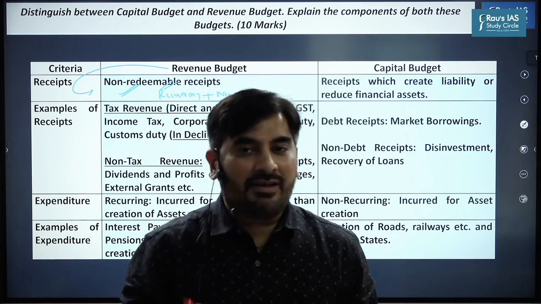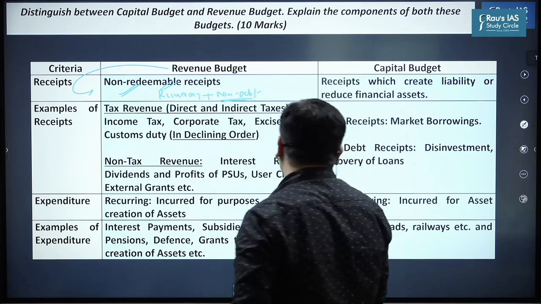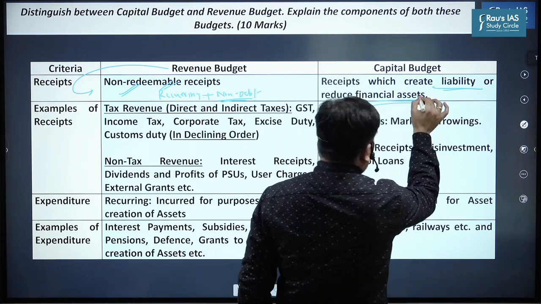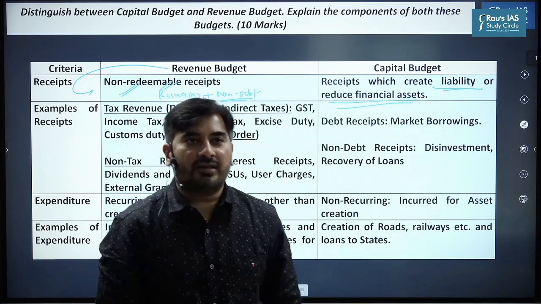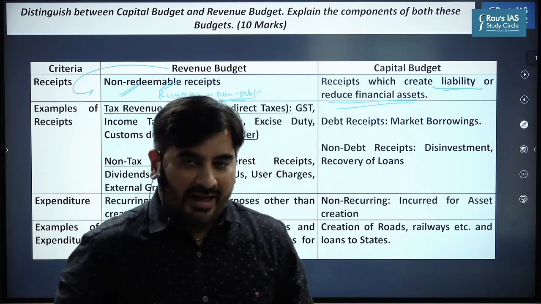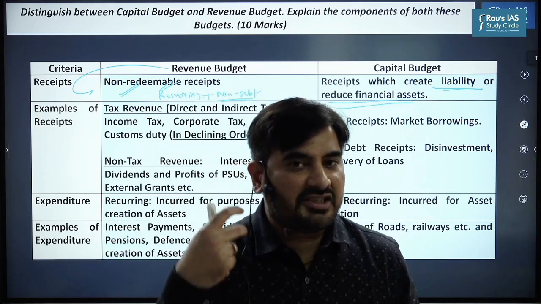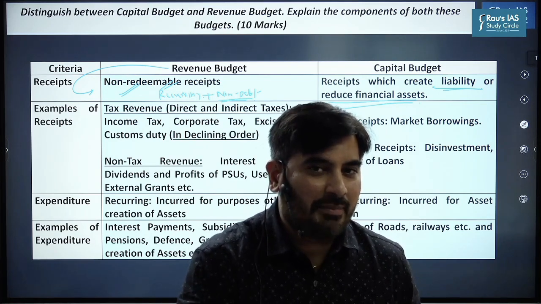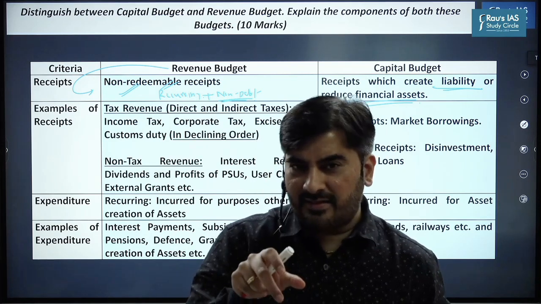As far as capital receipts are concerned, capital receipts are those receipts which create a liability or reduce the financial assets of the government broadly. So anything which reduces the financial assets or creates a liability on the government, we call them capital receipts. Now let me just give an example.